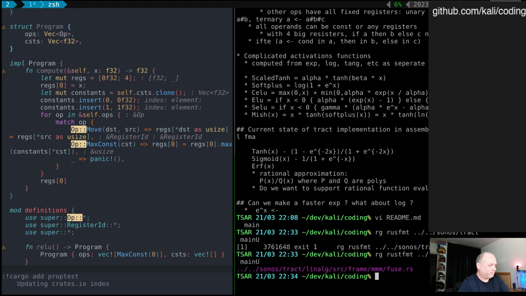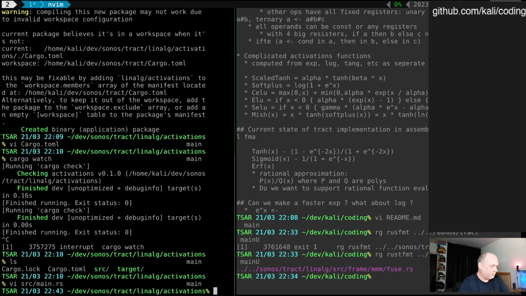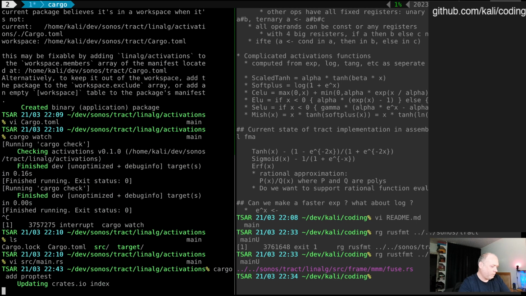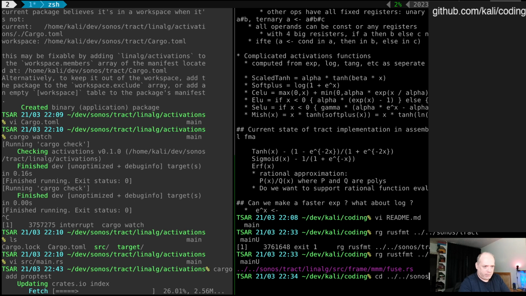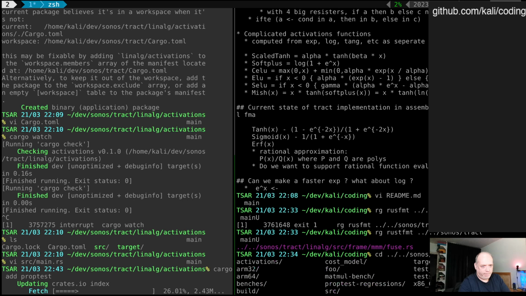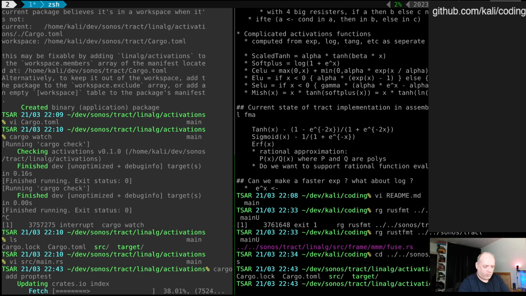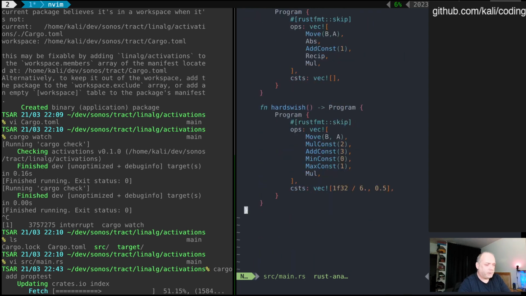Not sure what cargo is doing now. Okay. Did it do something? Oh, okay. So in the meantime, tract linalg activations. So in the meantime, I'm going to write a couple of tests. And actually prop tests, so not a typical test. So my reference ReLU will look something like that. I don't remember the syntax, we will have to look it up.